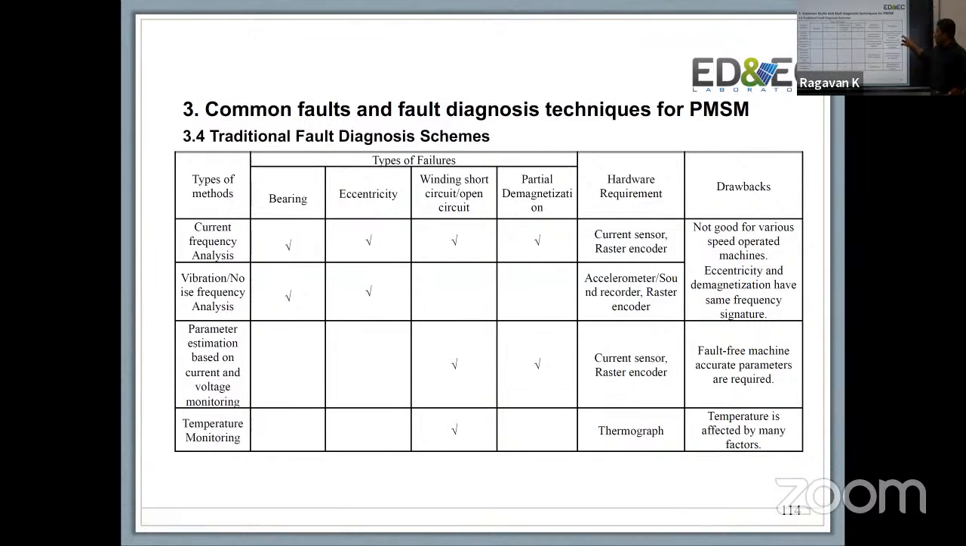The first two methods are not good for different operating speeds. Eccentricity and demagnetization have the same frequency signatures. That's why it became a problem. When it came to parameter estimation, you basically need to know what the fault-free machine's accurate parameters are, and manufacturers typically will not give it to you. And of course, temperature itself is affected by many factors. Like I said before, everything from coil winding to an insulation failure can directly cause a change in temperature. So it's not that any of these are not right or adequate. We just found that they did not solve every single failure that a permanent magnet machine could have.